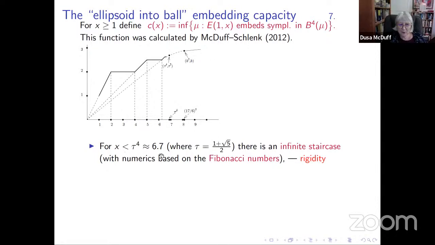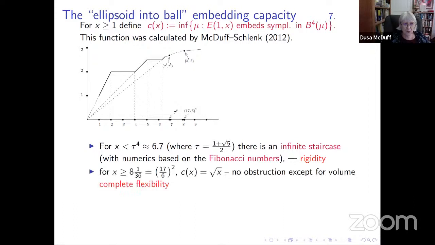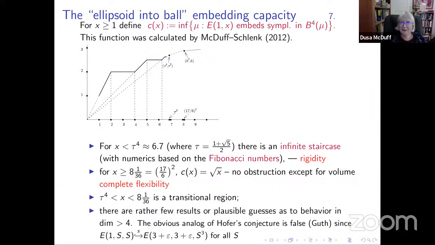But before tau to the fourth, we have a manifestation of rigidity in this form. And this is what I said, that when x is sufficiently large, there's only the volume obstruction, and then you have this transitional region in between. And that function is fully calculated. It's very, very precise. But if you want to know what happens in higher dimensions, we don't know.